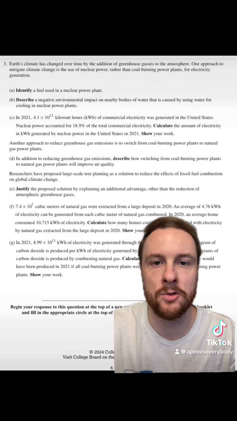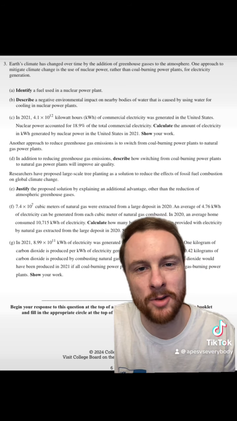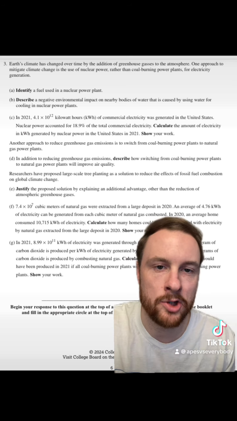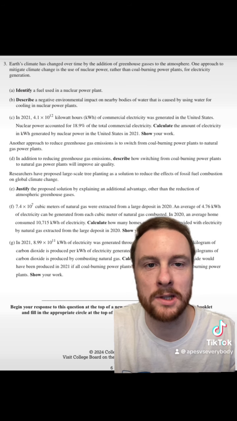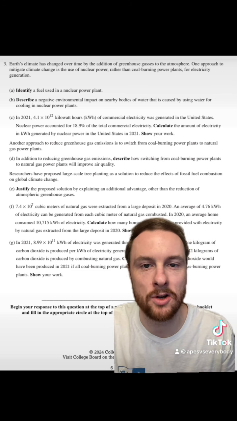Right, on FRQ 3, in letter A, we're going to have uranium-235. You can probably just say uranium. I don't know that you need the isotope name. Letter B, we're going to have thermal pollution in bodies of water as warm water holds less dissolved oxygen, and that could lead to things like suffocation in fish species that require higher amounts of dissolved oxygen.